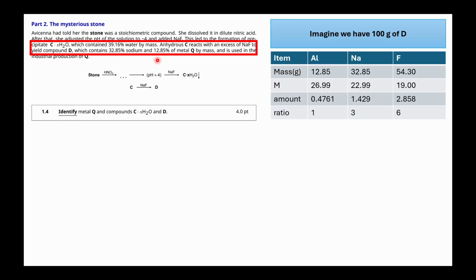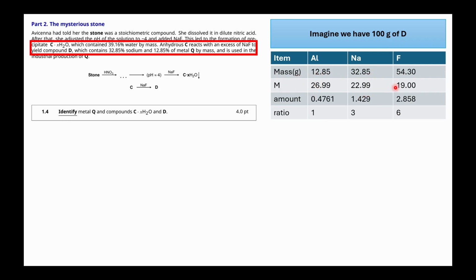Imagine we have 100 grams of D. Now we have a guess for metal Q already. It's aluminium. And we have sodium, and of course we have fluorine because we already had some fluorine in C, and more fluorine went in because even in the scheme they gave us, it's C, NaF, to D. There's nothing else produced. So the only logical thing is to guess that all the NaF went into C. So we do the same thing, mass, so 100 grams, 12.85% of 100 grams is 12.85 grams, and so on.